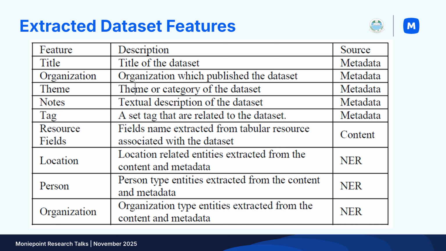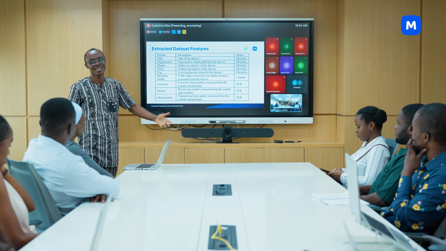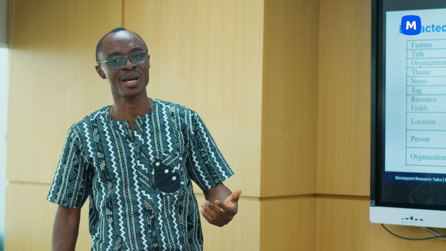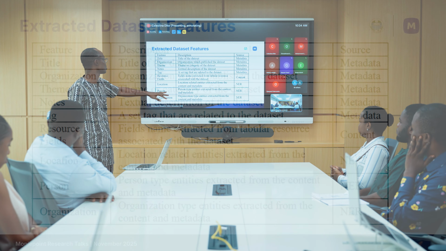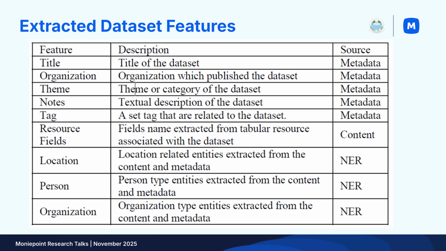So we had the title of the data set, the organization that actually gave it out, the theme, notes, and tags. The tag is supposed to help, but when things are done explicitly like this, it becomes very difficult to enforce people to make sure that they do those things correctly. It has the source fields, and the location, person, and organization that we extracted from those data sets.